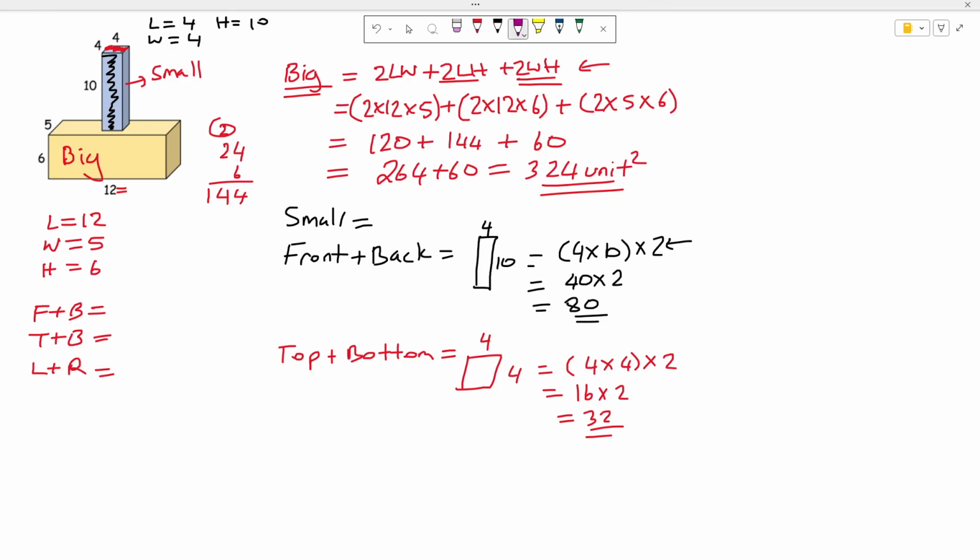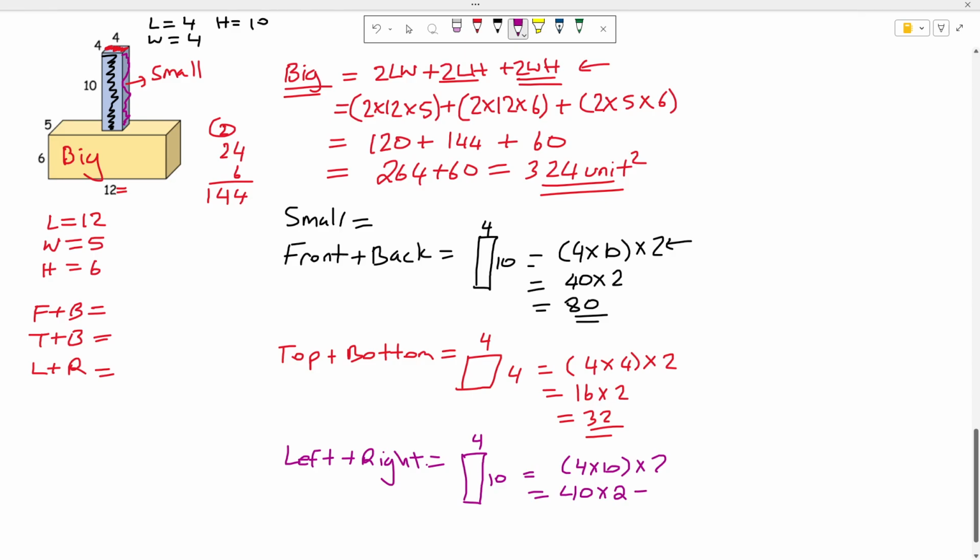And finally, we're going to be talking about left plus right, which will be this part right here. Again, it is a rectangle that looks something like this, where the height is 10 and the length is 4. Since we're finding the left and right, guys, again we do 4 times 10 and multiply by 2, which is 40 times 2, which is equal to 80 units square, right guys?